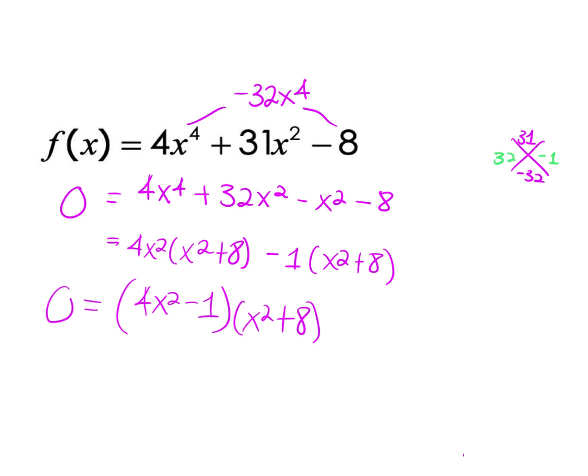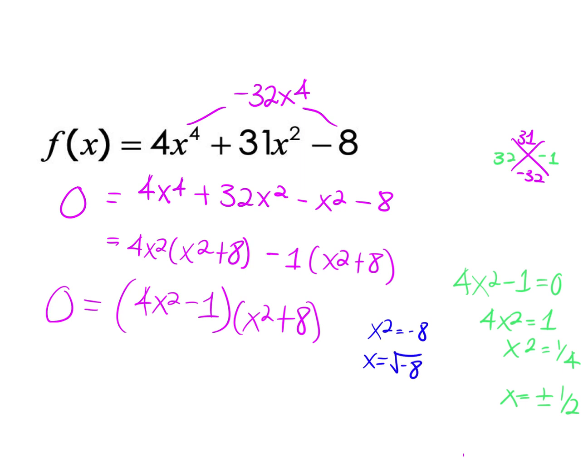And in this situation, we set them both equal to 0, and the 4x squared minus 1 equals 0. That's going to be 4x squared equals 1. So that's going to be x squared is 1/4. Oh, I'm already writing the answer. X is plus or minus 1/2. And then the x squared plus 8, that's going to be x squared equals negative 8. So we're going to take the square root of both sides. We get x equals the square root of negative 8. So that's going to be x is i square root of 8. So these are your two options, or four options. And sorry, it's plus or minus i square root of 8.